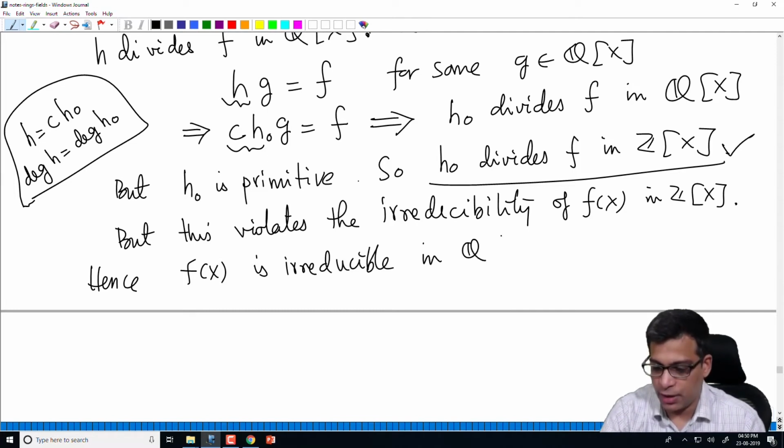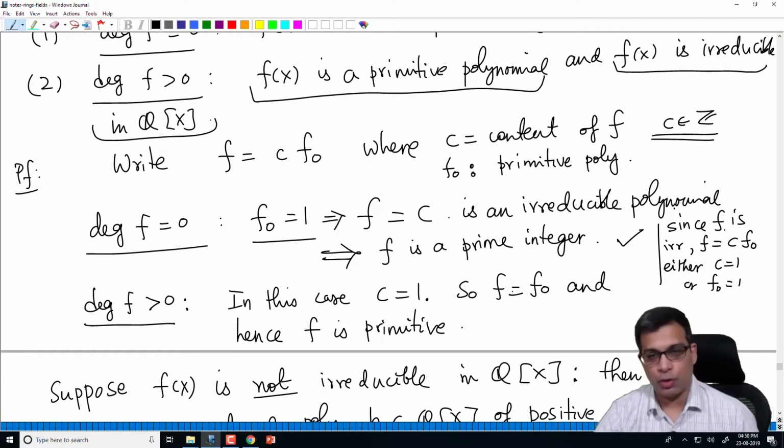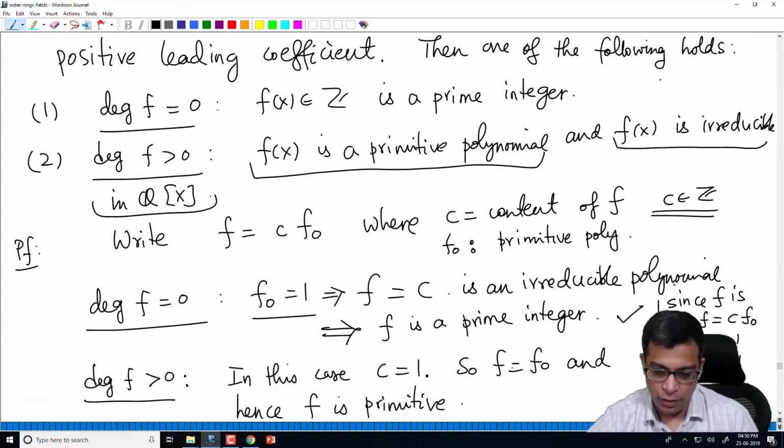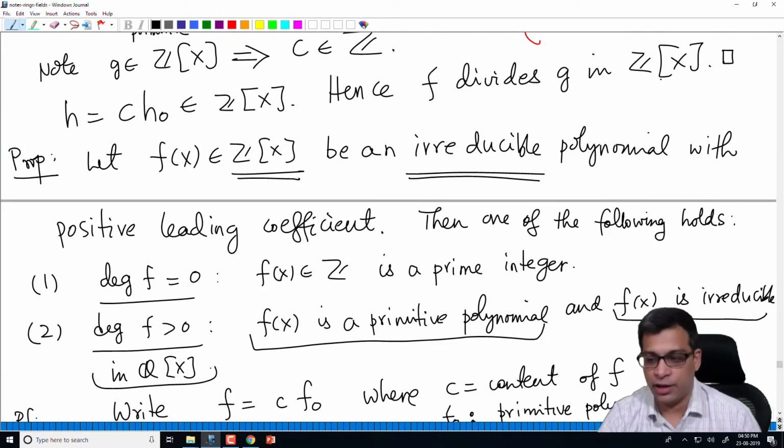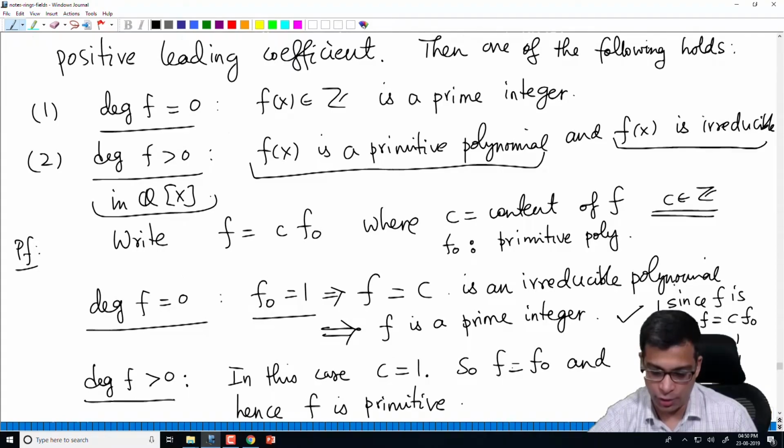So all these things are a bit confusing, I think, especially when you are seeing them for the first time. So you have to keep track of the results carefully. So if you need to, please see this video again so that all the ideas are clear in your mind. What did we show? We showed that if you take an irreducible integer polynomial with positive leading coefficient, then either it's degree 0, in other words it's constant, in which case it must be a prime integer. Otherwise it's a positive degree polynomial, then it is primitive and it's irreducible in Qx.